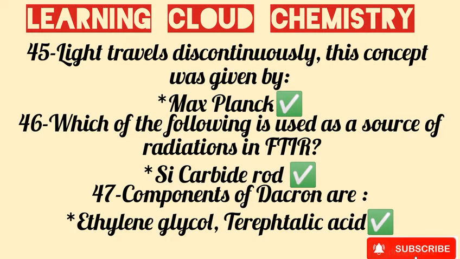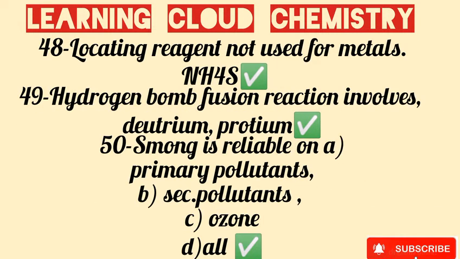Light travels discontinuously; this concept was given by Max Planck. Which of the following is used as a source of radiation in FTIR? The silicon carbide rod. Components of Dacron are ethylene glycol and terephthalic acid. The correct option is terephthalic acid; it is a component of Dacron.